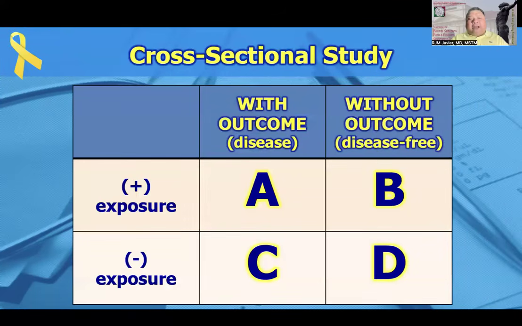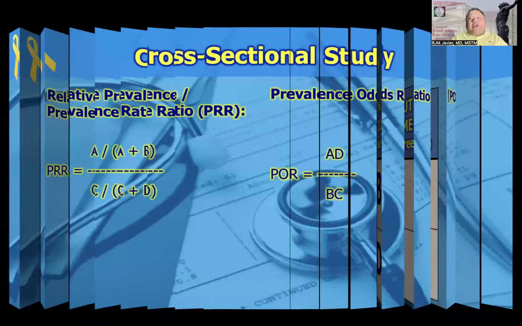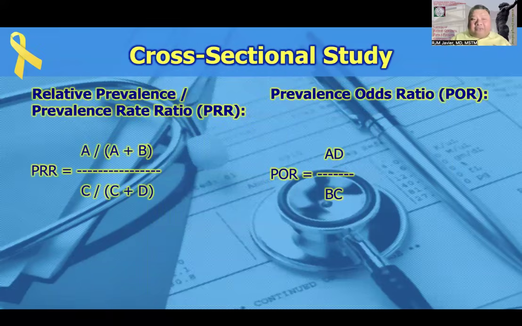Again, you have your 2 by 2 table. From here, you can use either the prevalence risk ratio or the relative prevalence, or we can use the prevalence odds ratio. Notice that the calculation or the formulae are the same as that of your odds ratio for a case control study and your relative risk or your risk ratio for your cohort study. So when do you use your PRR? When do you use your POR?